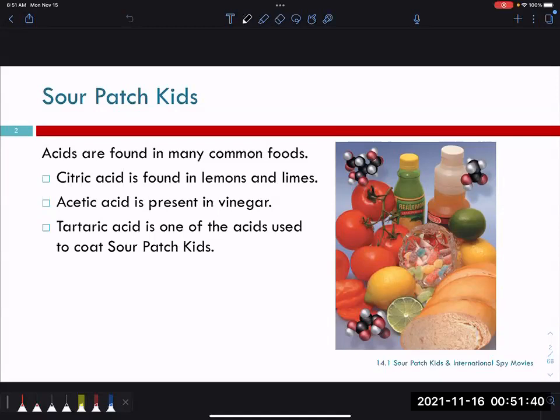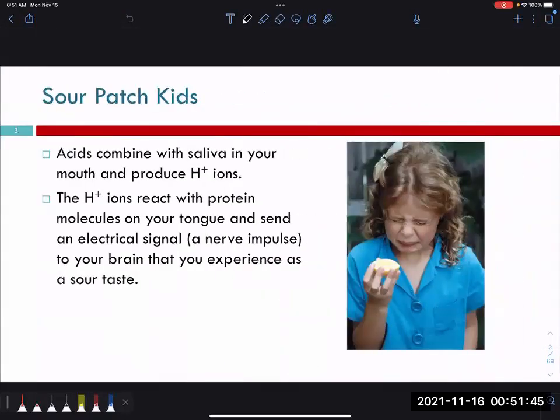Because acids in general are sour. Acids combined with the saliva in your mouth and produce H+ ions, or hydronium ions. And those H+ ions react with protein molecules on your tongue and send an electrical signal, or nerve impulse, to your brain that you experience as a sour taste.